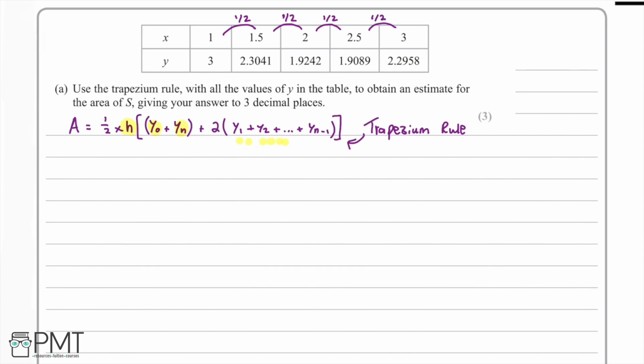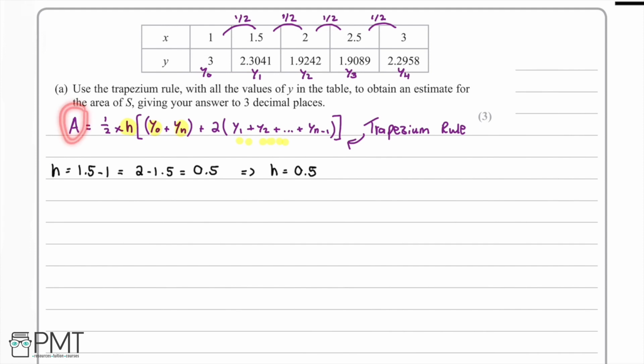Writing it down more mathematically, h is going to be equal to 1.5 minus 1. And it's also going to be equal to 2 minus 1.5, etc. And we know that these all equal 0.5. So the width of each strip is going to be 0.5. Then y0 is going to be this first value of y here. So we'll have y0, then we'll have y1, y2, y3, and y4. So that then means that we can use our formula.